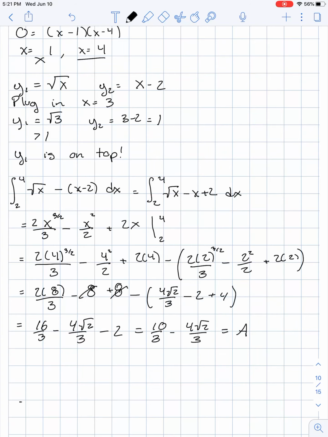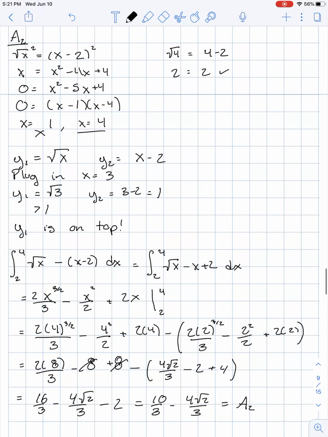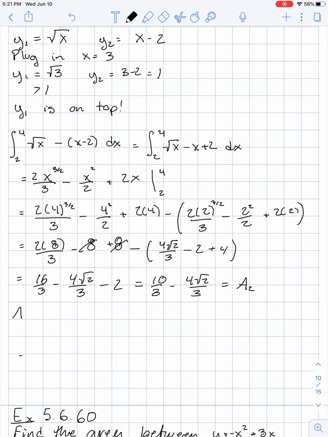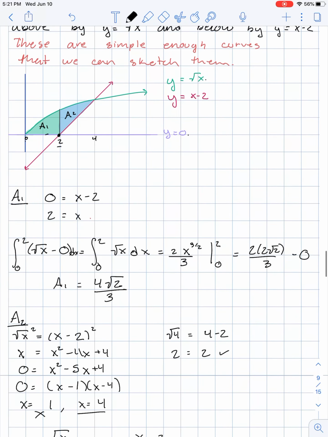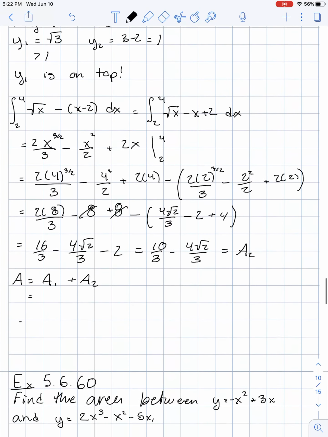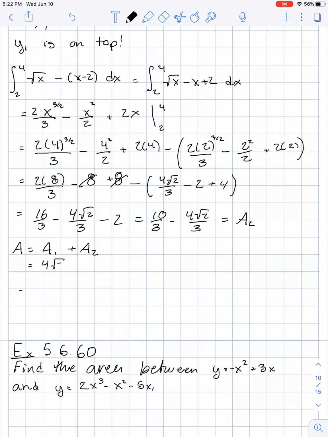That was just the area of the second part, right? So I need to combine, my total area is going to be A1 plus A2. A1, we can scroll up, is 4 root 2 over 3, plus 10 thirds minus 4 root 2 over 3. So those actually cancel out, and I just get 10 thirds, which is kind of why I went back and checked on that minus 2, because I was confused.